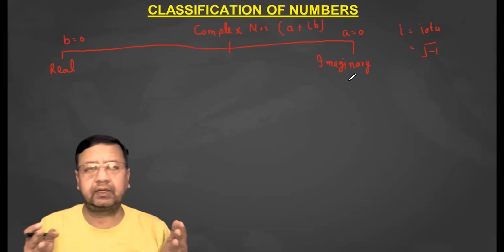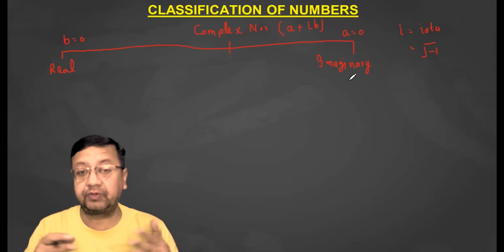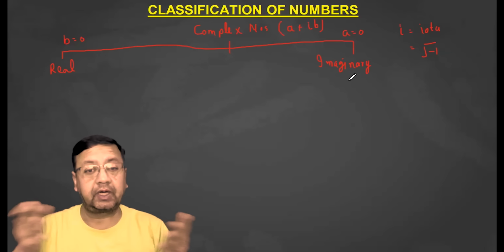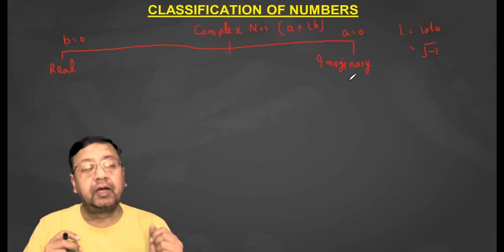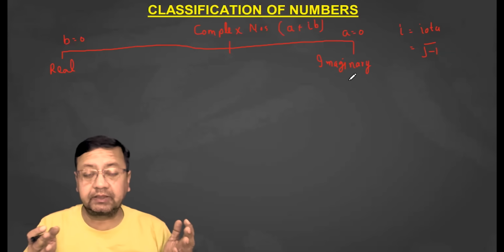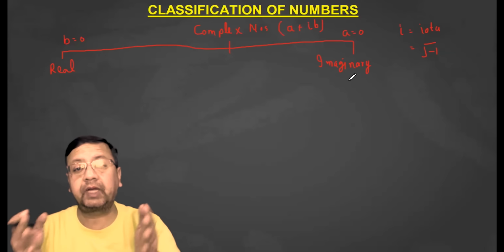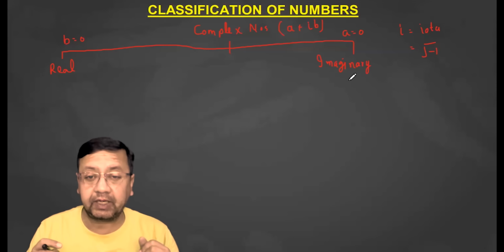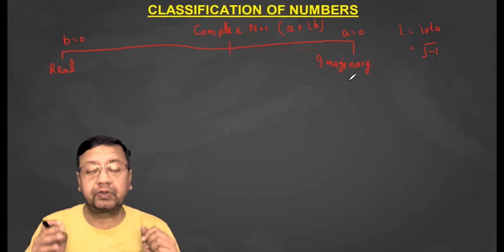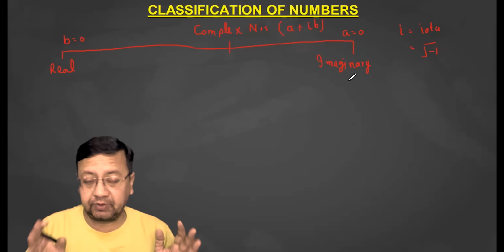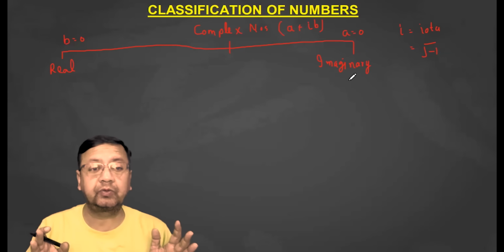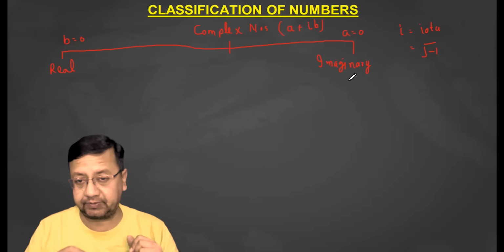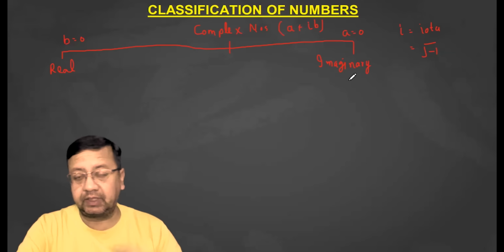Suppose I say there is some distance of 10 meters, so you can count how much it is, 10 meters. But if I say there is some distance of 10 root minus 1 meters, how can I calculate? There is no way to identify this, right? So real numbers can be represented over the number line and real numbers represent the physical quantities, right? So this is a real number.